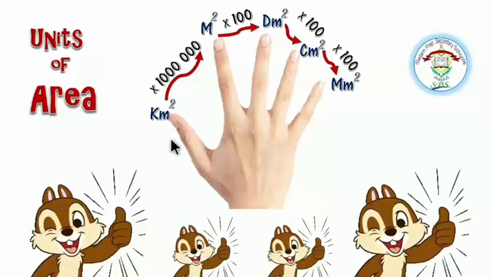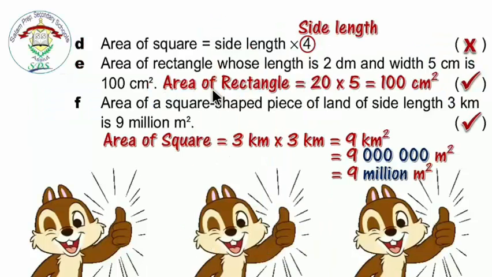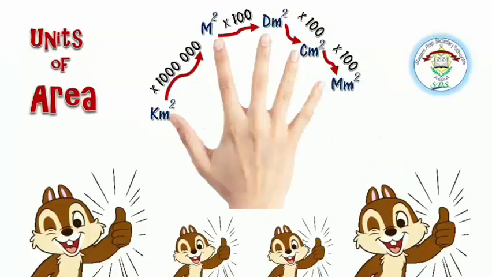So we know 1 square kilometer equals 1 million square meters. So 9 square kilometers equal, from square kilometers to square meters we will put 6 zeros. Please don't forget, from square kilometer to square meter we will put 6 zeros.